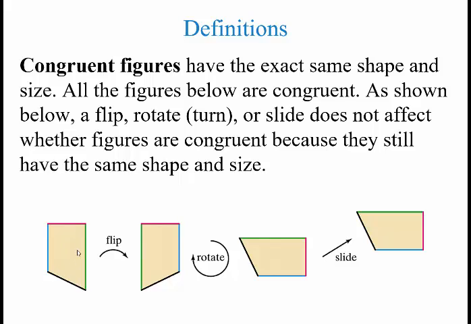So this is my first figure. All I'm doing is flipping it over here. All right, still a congruent figure because they have the same shape. Now I'm just rotating it a little bit, still the same shape. And now I'm sliding it. So even though it has a different position, basically it's still the same shape.